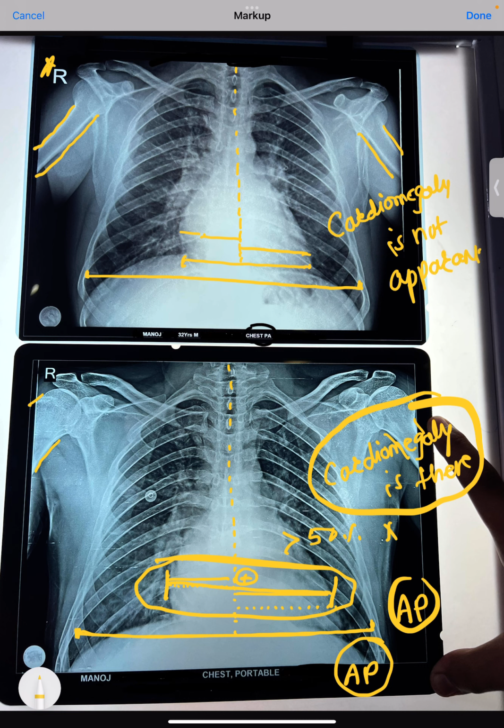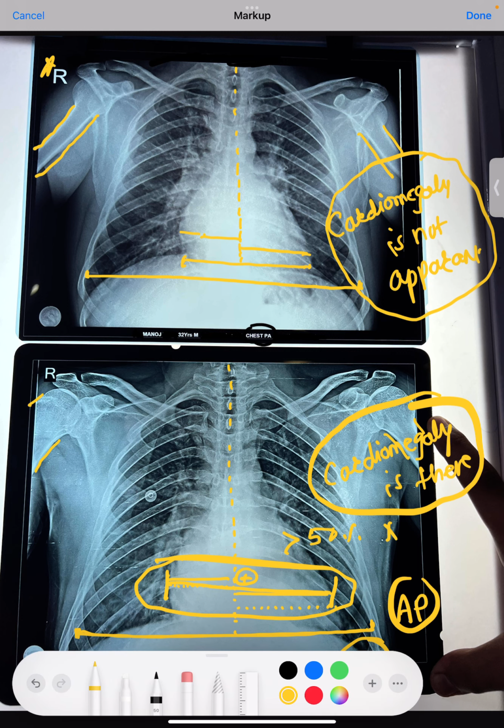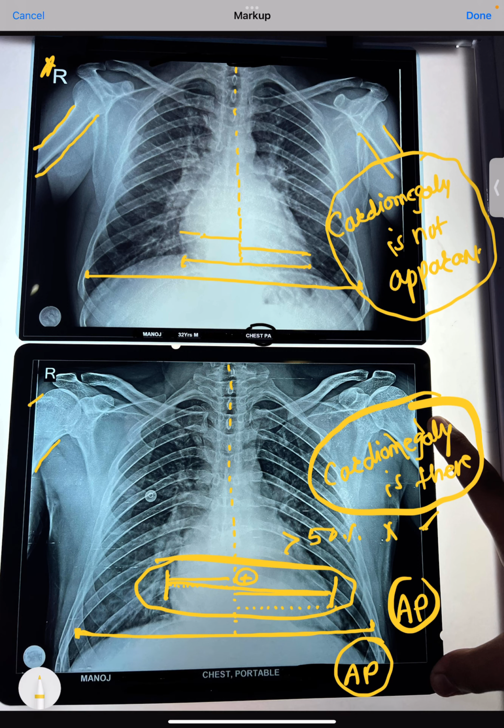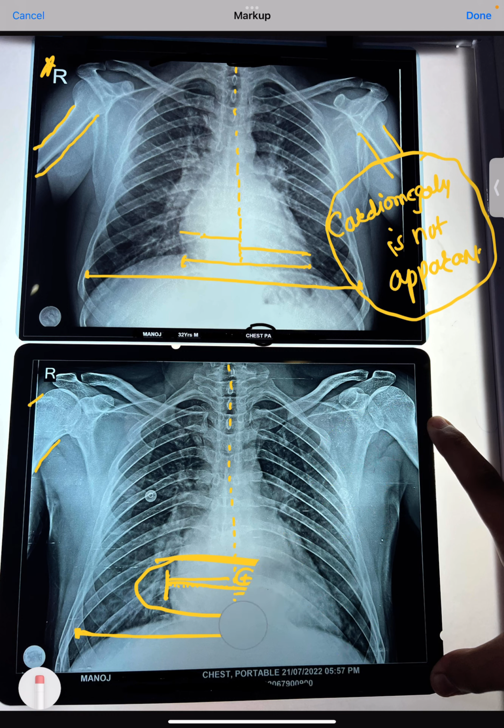This is the reason why PA view X-rays are the most important X-rays to tell us exactly about cardiomegaly. And usually any patient having even a normal heart shadow may appear as having cardiomegaly if that X-ray is taken in the AP view.